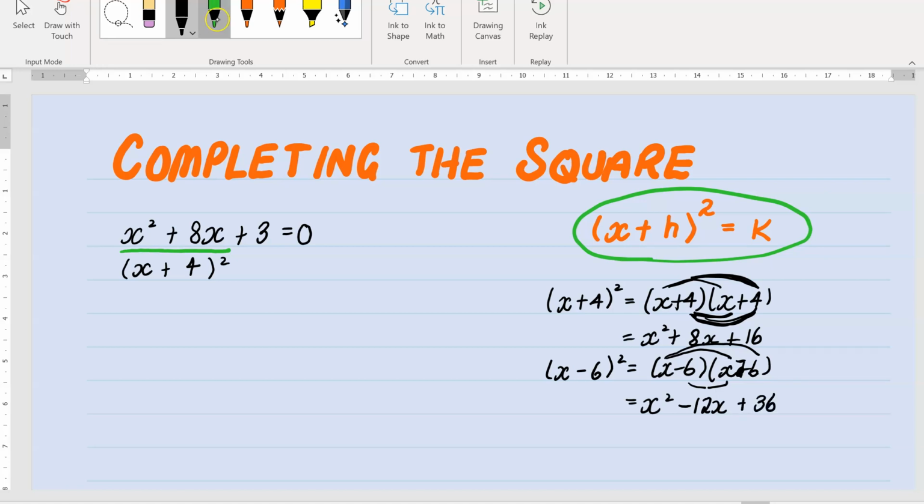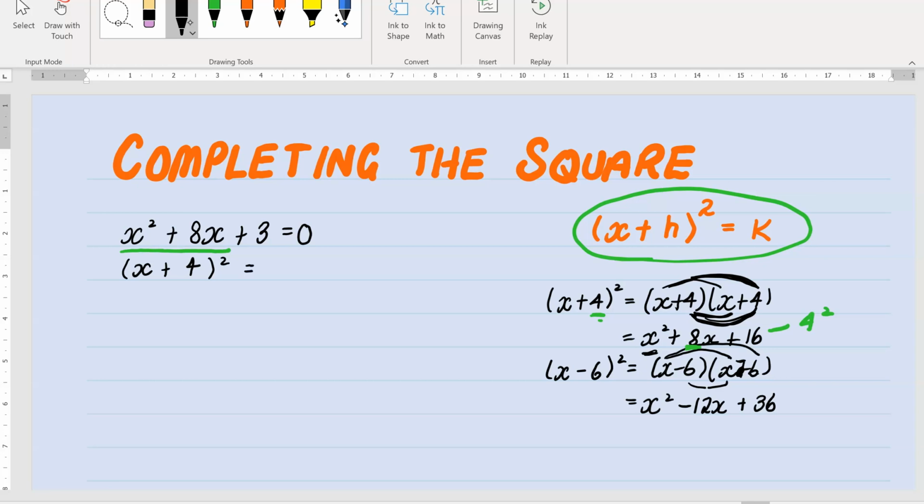and a negative times a negative gives me a positive, and 6 sixes are 36. You can start to see from these two examples there's a bit of a pattern here: 4 times 2 gives me the 8, and then 4 squared gives me this 16. So what we've got here is 8, we halve it and we get the 4. As we said, when we expand, we get the x squared, we get the 8x, but we also get this plus 16.